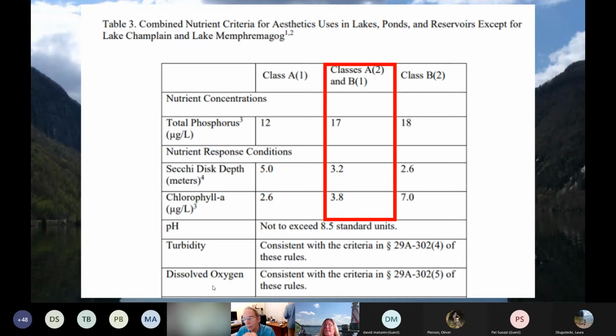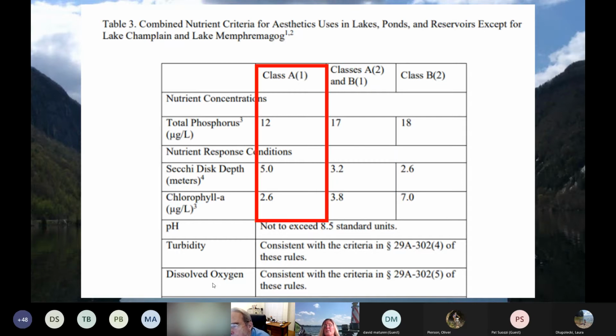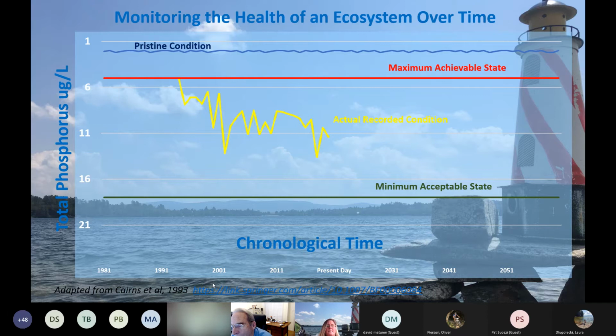Class A2, which are lakes that serve as drinking water sources and hence need to meet higher water quality standards, and what is termed Class B1 lakes. And for lakes with low nutrients and really clear waters, there's the Class A1 lake. So here's a way to look at all of this that I think will help illustrate why we'd want to upward reclassify lakes currently meeting Class A1 and Class B1 nutrient criteria and hold them to those higher standards.